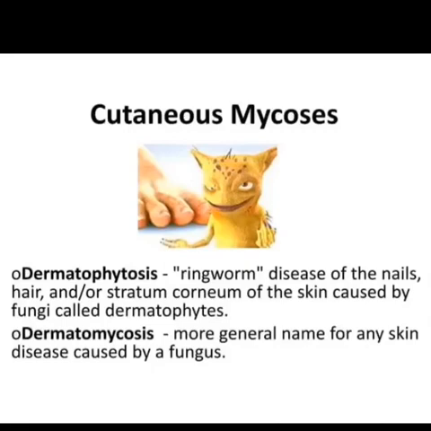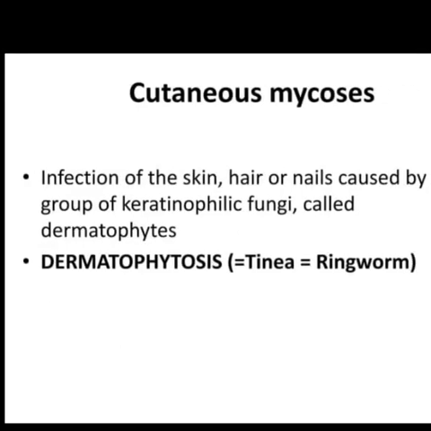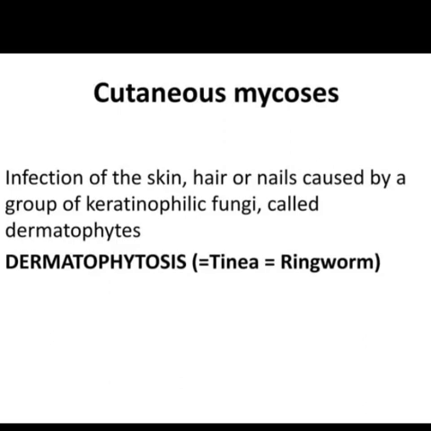Cutaneous mycosis, dermatophytosis, ringworm, is a disease of nails, hair, and the stratum corneum of the skin caused by fungi called the dermatophytes. Dermatomycosis is the more general name for any skin disease caused by a fungus. Cutaneous mycosis is an infection of skin, hair, or nail caused by the group of keratinophilic fungi called the dermatophytes. Dermatophytosis is the tinea, which is ringworm.